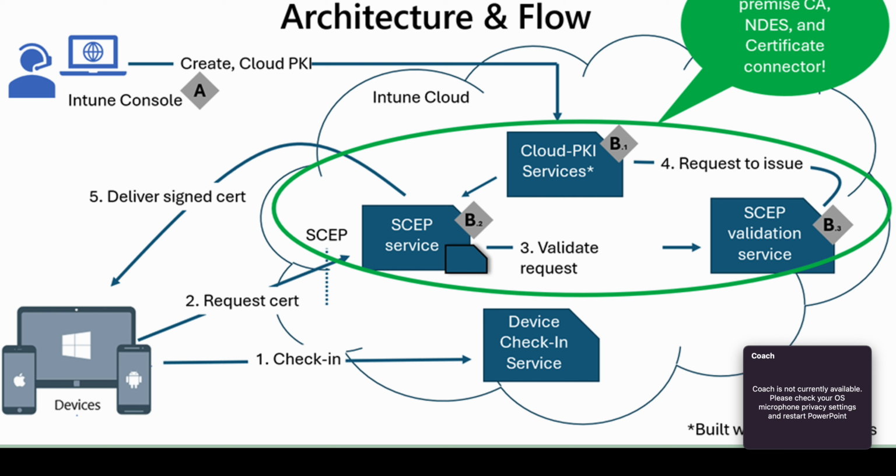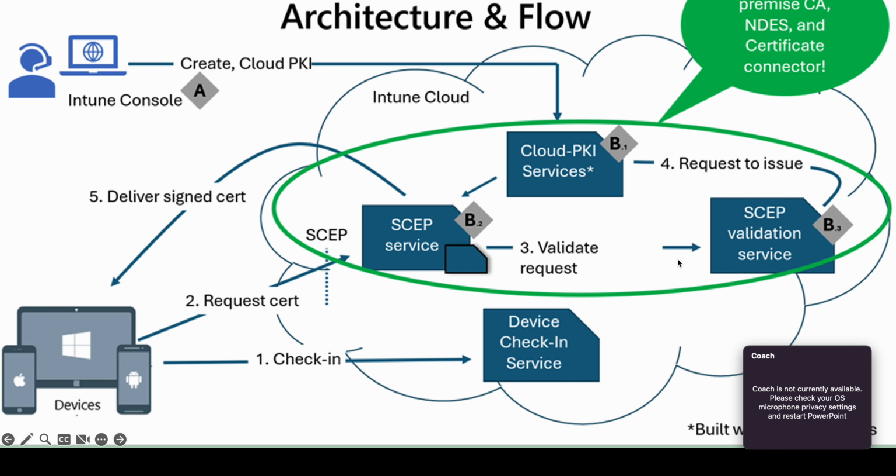The private key is created on the device and never leaves the device. The CSR and the SCEP challenge are sent to the SCEP service in the cloud, which is defined in the SCEP URL. The SCEP challenge is encrypted and signed using the Intune SCEP registration authority key. The third step is to validate.